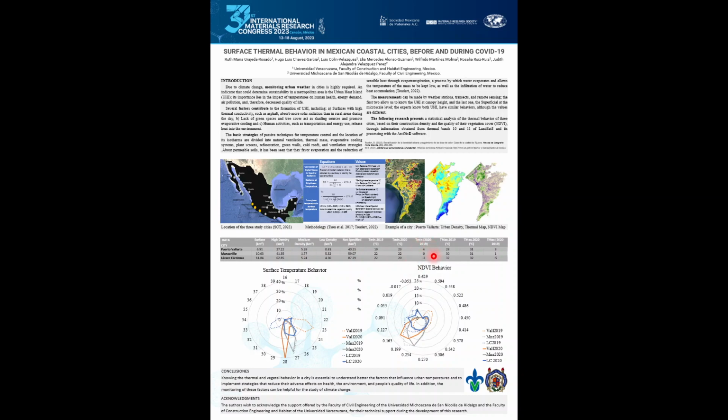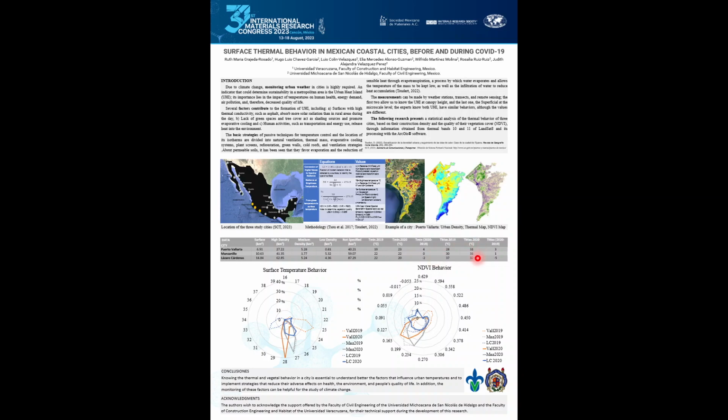Next to this, the subtraction of the values between those 2 years can be observed, giving us to understand that in Puerto Vallarta there was an increase of 4 degrees Celsius, Manzanillo presented no change, and Lázaro Cárdenas a decrease of 2 degrees Celsius.